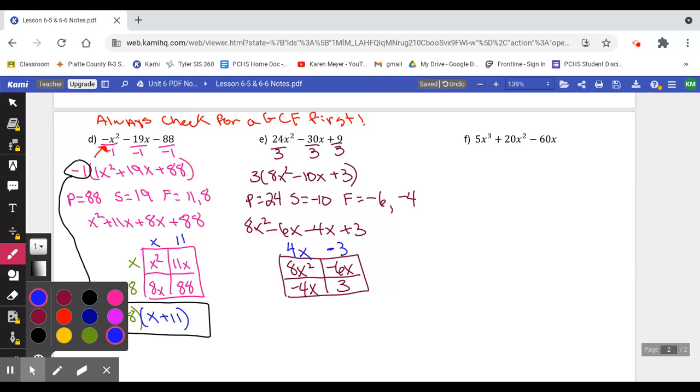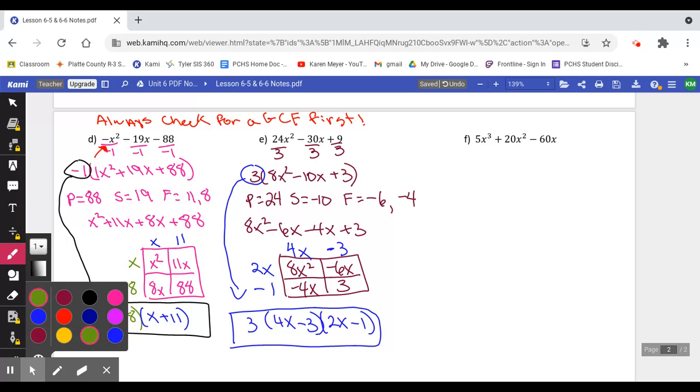Sideways, 8 and 6 are both divisible by 2, and they each have an x. Oh, can't start with a negative, so take out a negative. And 4 and 3 are only divisible by 1. So we're looking at 4x minus 3, 2x minus 1, and then don't forget to take your GCF and put it back out in front.